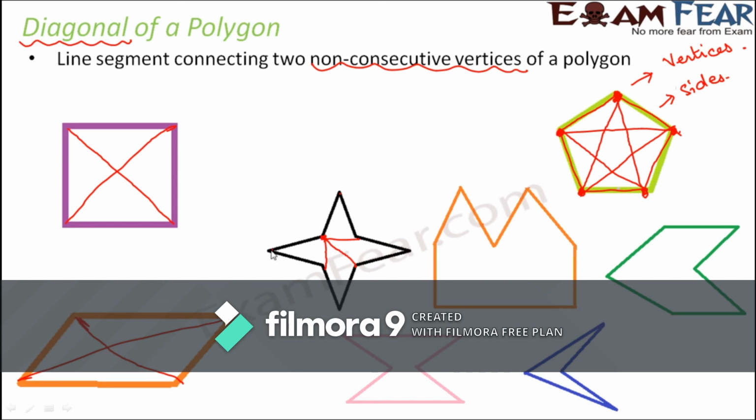Similarly, you can join this point to this point, that is also a diagonal. This point to this point is again a diagonal. This to this is a diagonal. So you can have many diagonals. Similarly, in these figures, if you look at a simpler concave polygon, here these 2 points, if joined together, can form a diagonal. So this is how you determine the diagonal of a polygon.